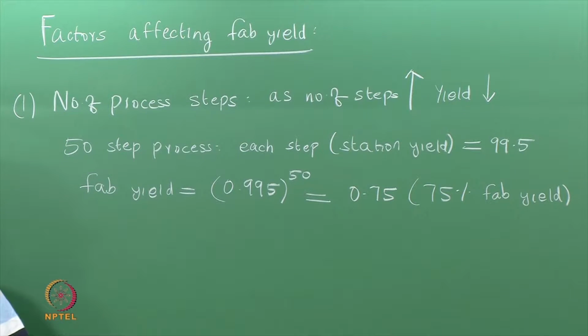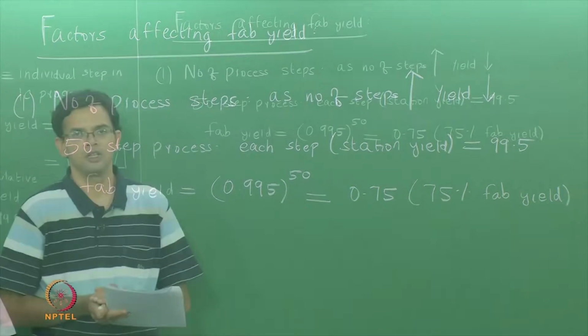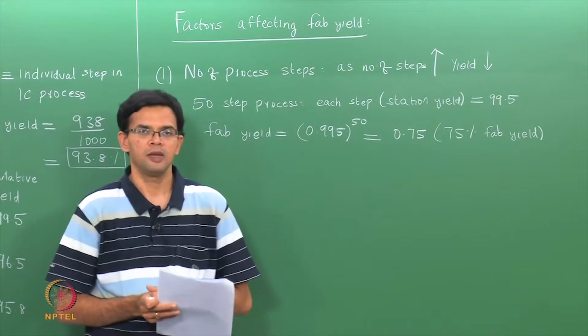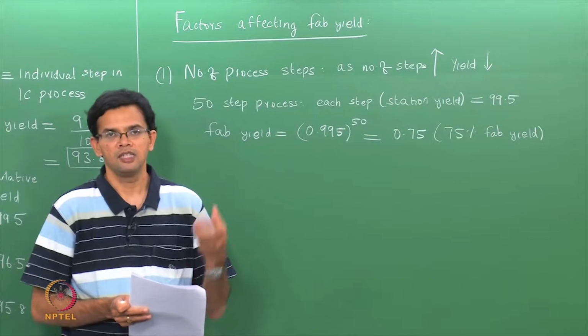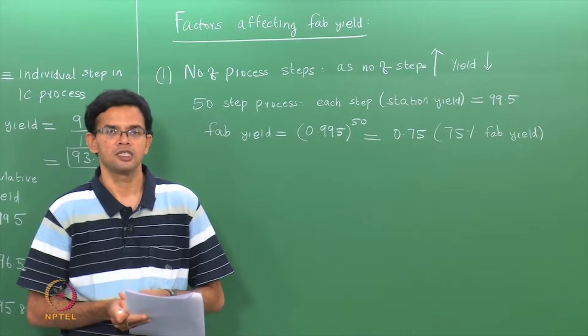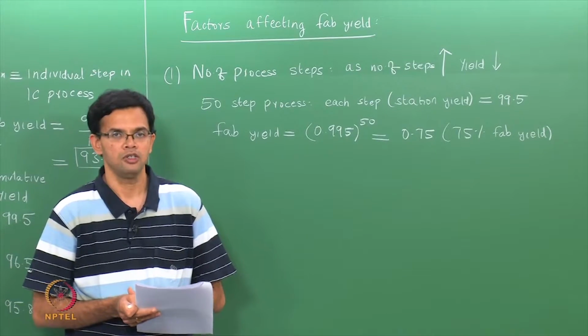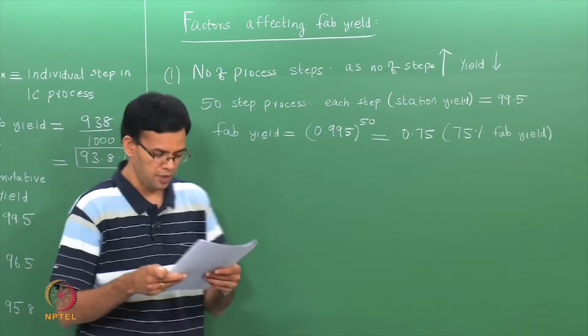Unfortunately, with reduction in the size of the individual circuits because of device miniaturization, the number of process steps actually increases as we go from one generation to the next. So, having a high individual station yield is important to get an overall good fab yield.